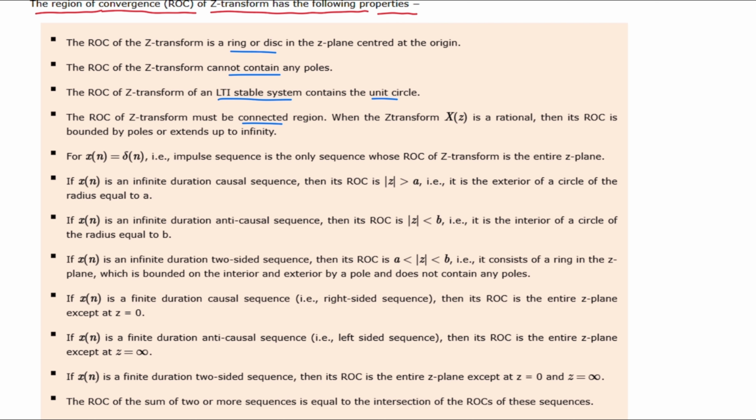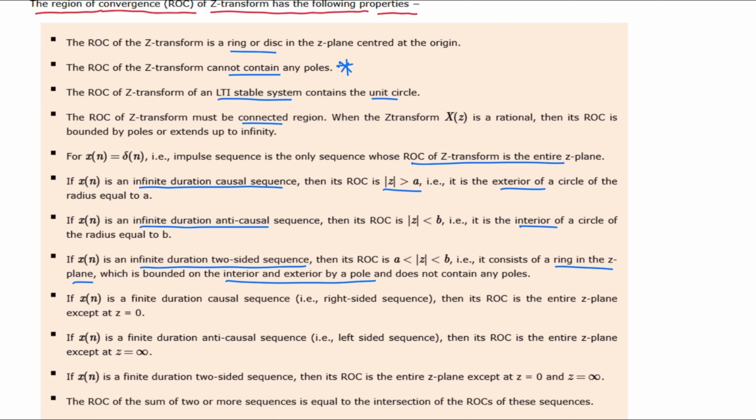If x of n is delta of n, only an impulse sequence, the ROC of the Z transform is the entire Z plane. If x of n is an infinite duration causal sequence, the ROC is mod z greater than a, that is the exterior of a circle. If it is an infinite duration anti-causal sequence, the ROC is the interior of a circle of radius b. If x of n is an infinite duration two-sided sequence, then the ROC is a ring in the Z plane bounded by a and b, that is interior and exterior by a pole, but does not contain any poles.